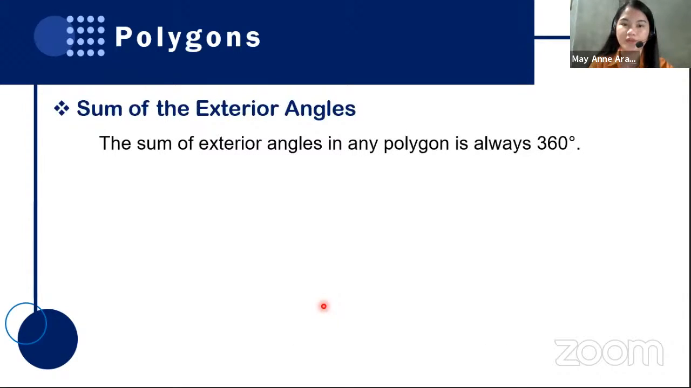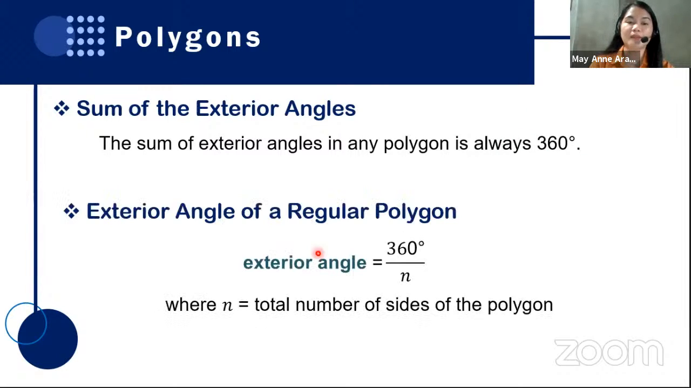For the sum of exterior angles, there's no formula here. Just know that the sum of exterior angles in any polygon is always 360 degrees. Whatever the polygon is, the sum of its exterior angles is always 360 degrees. So, to determine the measure of each exterior angle, just divide 360 degrees by the total number of sides. So, that is 360 degrees divided by n. Okay.